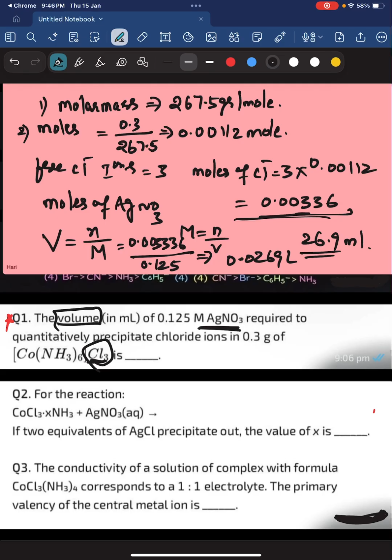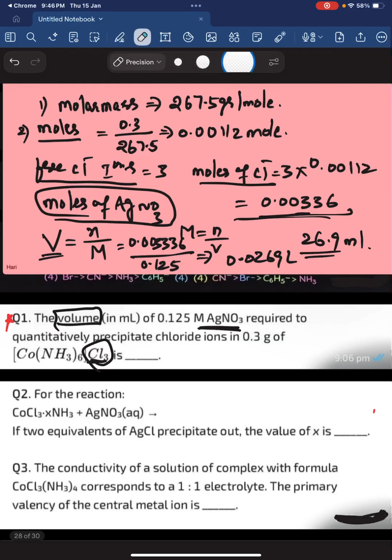They are asking volume. First we have to find the number of moles, and based on that we can calculate the volume. First, molar mass we have to find, then number of moles for the given complex, then based on the Cl minus ions outside we can find the moles of Cl minus. Based on that we can find moles of AgNO3 reacted. Accordingly we can find the volume of AgNO3 required for this process. That's the answer.